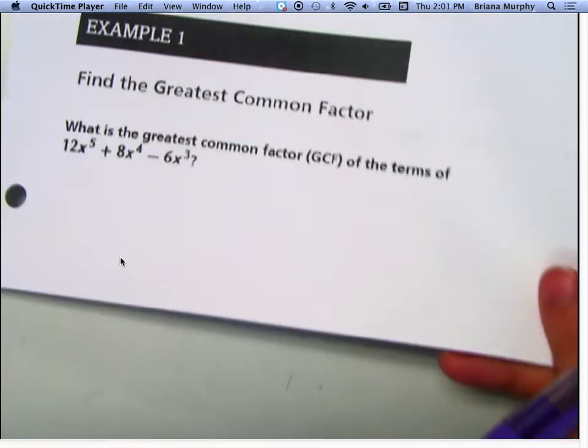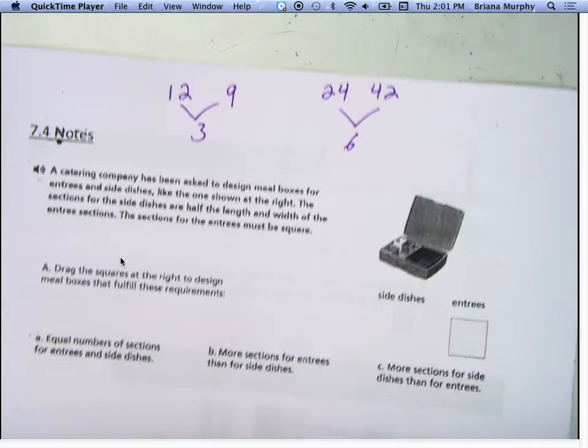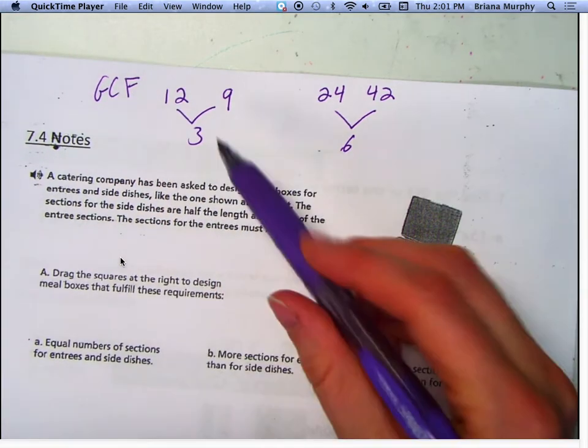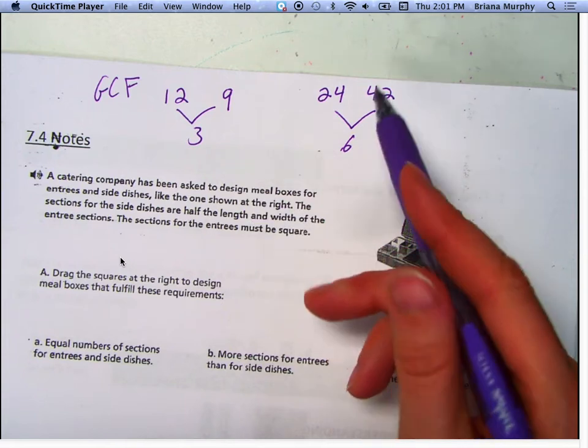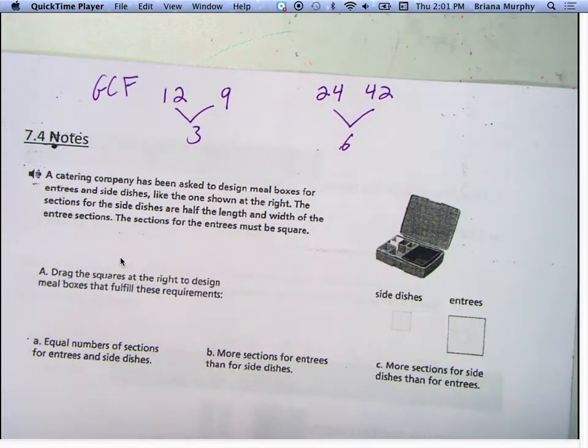So we're going to move all the way down to example 1. The greatest common factor between 12 and 9 is 3. Between 24 and 42 is 6. You've probably done greatest common factors like this before in middle school or elementary. Now we're going to do greatest common factor where we have letters as well.